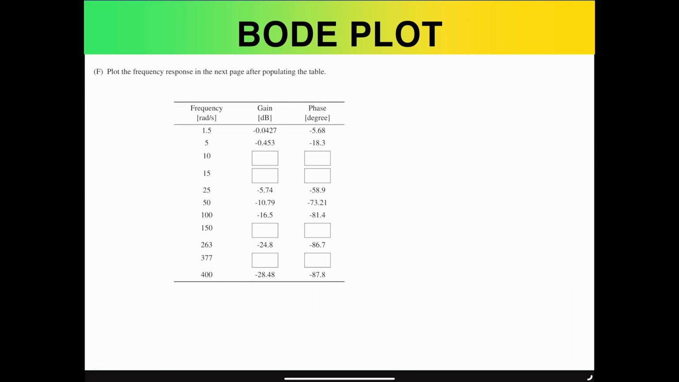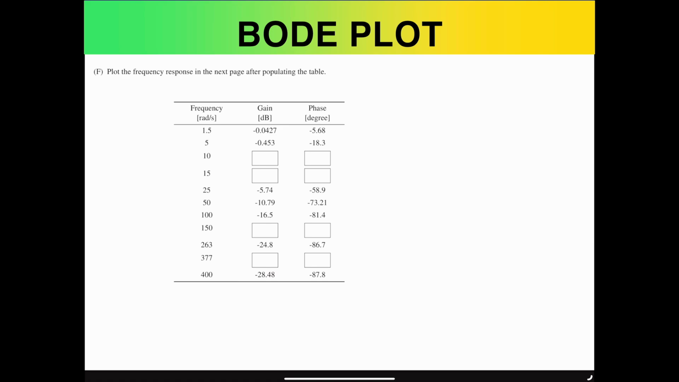So the next question is asking, plot the frequency response in the next page after populating the table. So I'm going to show you how to find out the missing parts of this table, and then leave the last question as an exercise.